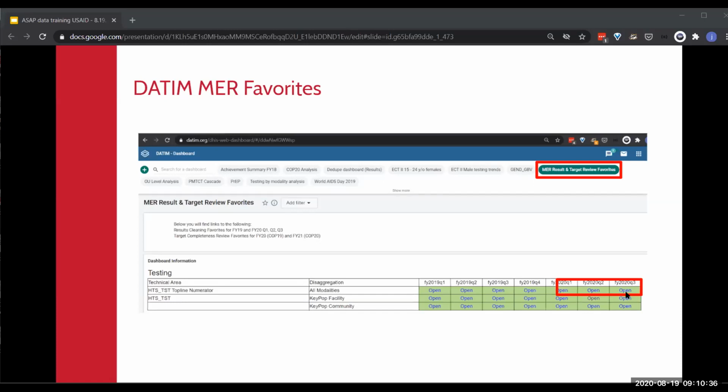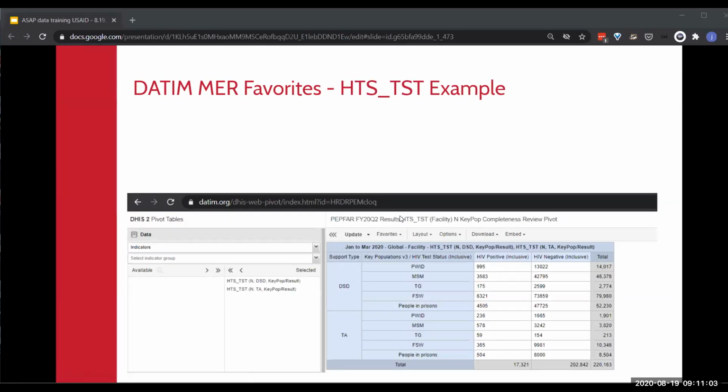And so what that will do is when you log into Datum and you click on that, it'll take you to a data review table that you can then look at and decide if this makes sense to you. If it doesn't make sense, you can revise the data and resubmit it and then check this again. But this is one of the tools that we have to help you. So if you were to click on, for example, the FY20 Q3, you would see something like this.